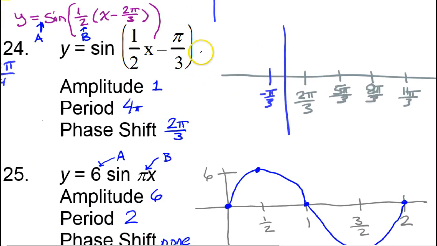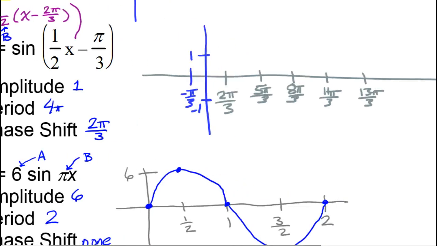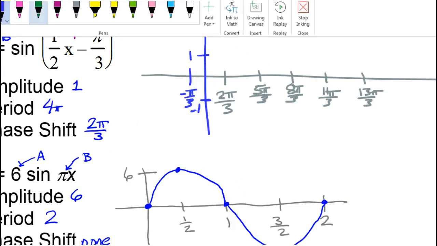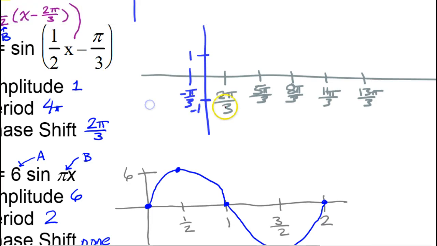There is no vertical shift, and the amplitude is 1. So that means I can safely just go ahead and put a positive 1 and a negative 1 on my y-axis. Positive 1, and this is negative 1 right here. Okay, so I think it's time to go ahead and do the graph. Remember, the 2 pi over 3 was the phase shift, so that's where we begin the actual graph.